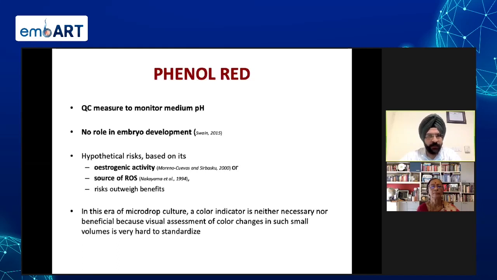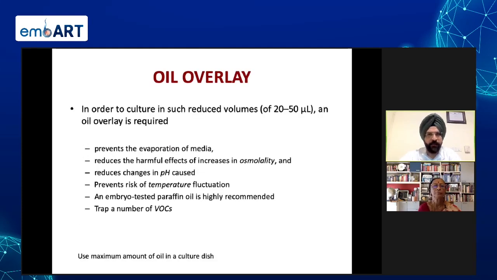Plus, phenol red does have some hypothetical risk based on its estrogenic activity. It's a source of ROS, and it has potentially no role in embryonic development. So if phenol red is not present, I think it is not making a significant difference in terms of quality control nowadays. The discussion cannot end without a discussion of the oil.